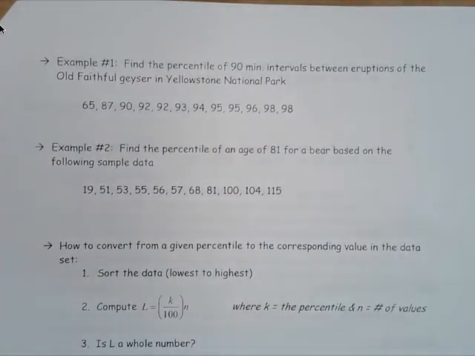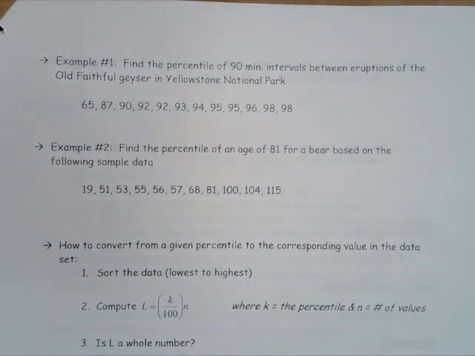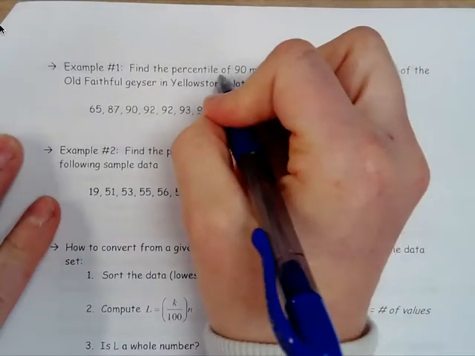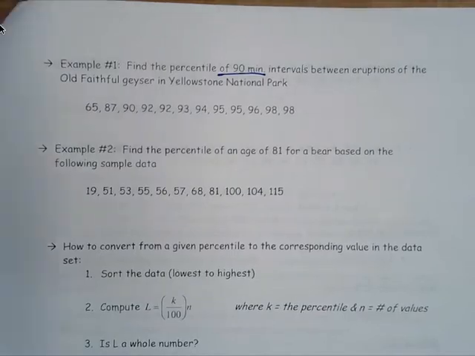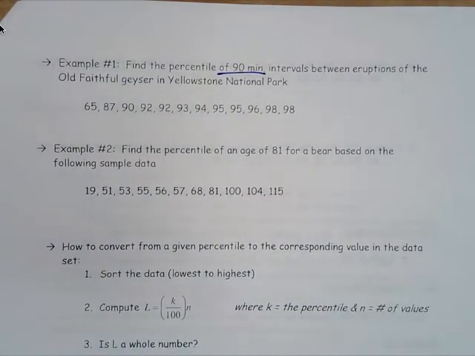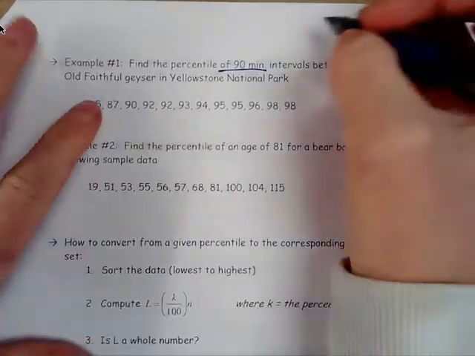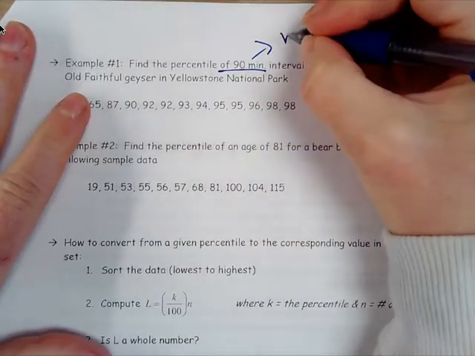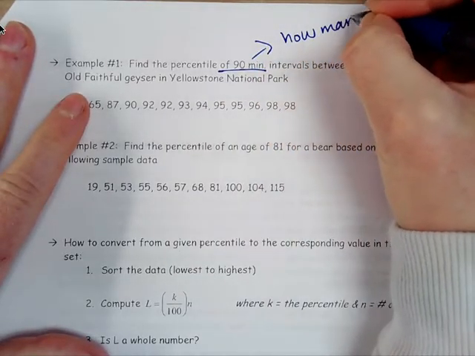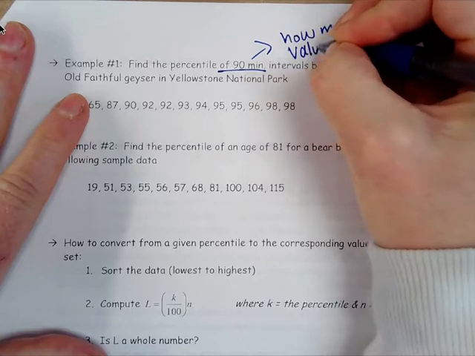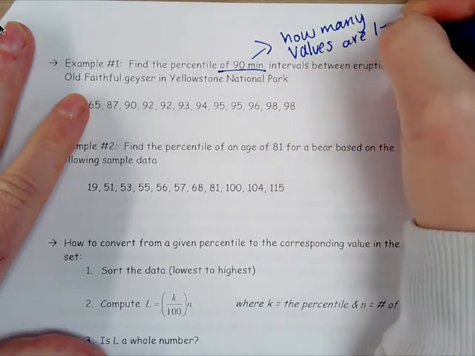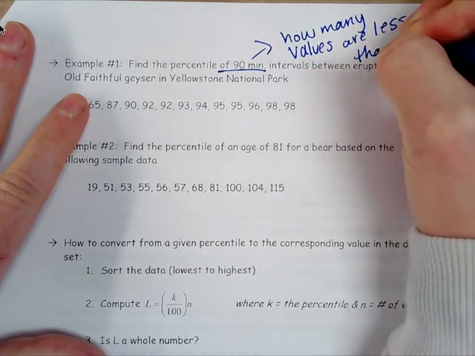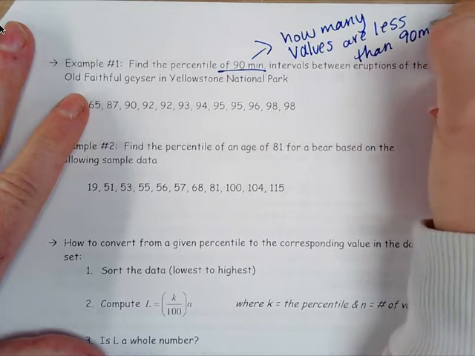So let's look at our first example. This has Old Faithful. We have this as our data values. It says find the percentile of 90 minutes. So basically, how many values are less than 90 minutes?